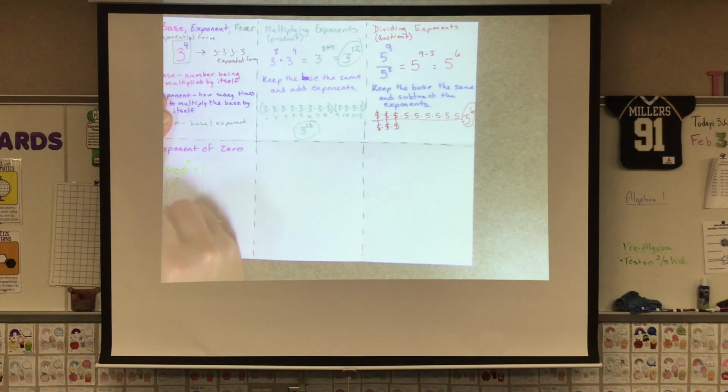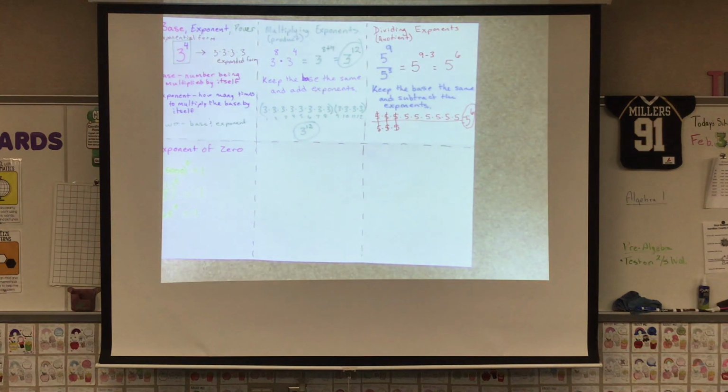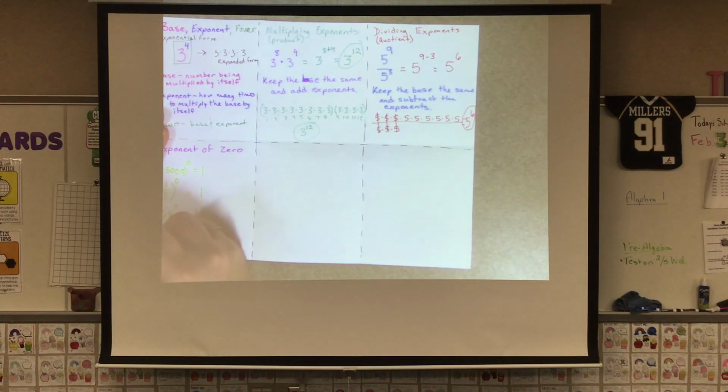If we have 65 to the 0 power, it is 1. Okay? So as we go through this, anything to the 0 power is always 1. This also goes for variables, but we are not going to look into those this time.